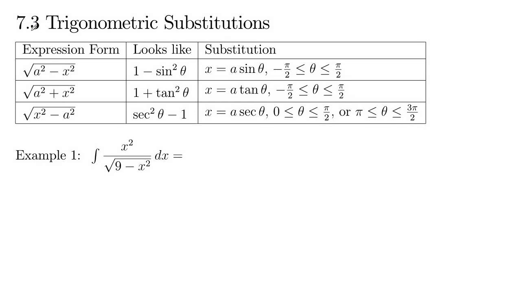So in section 7.3, we're going to use a method called trigonometric substitution. In the last section, we looked at trig integrals, which were integrals that already involved trig functions, and we used u substitutions to simplify them. But here, our integrals will involve expressions that look like the square root of a squared minus x squared, root a squared plus x squared, or root x squared minus a squared, or variations of those.